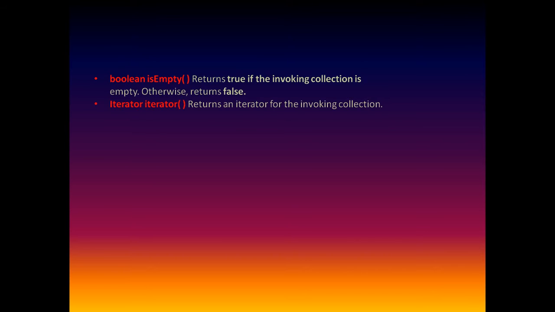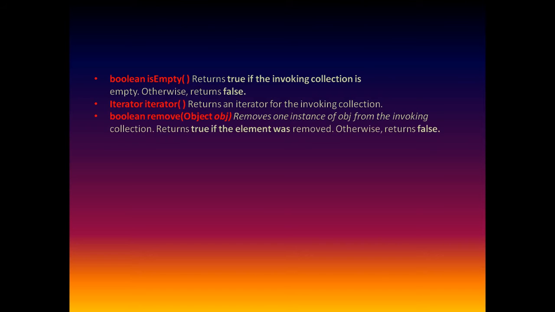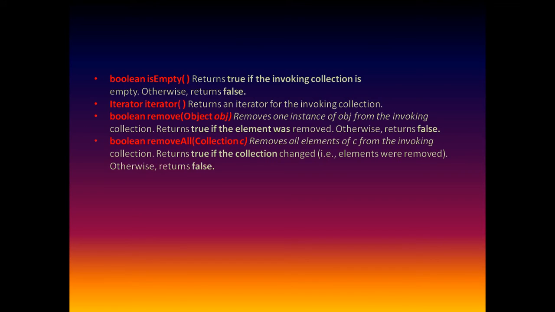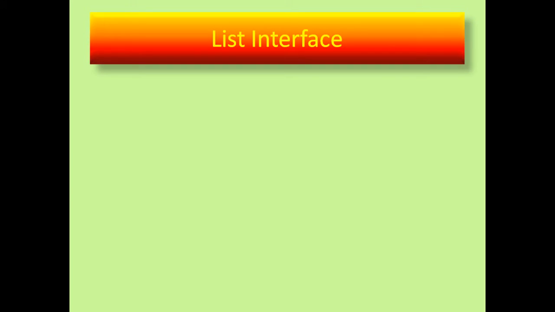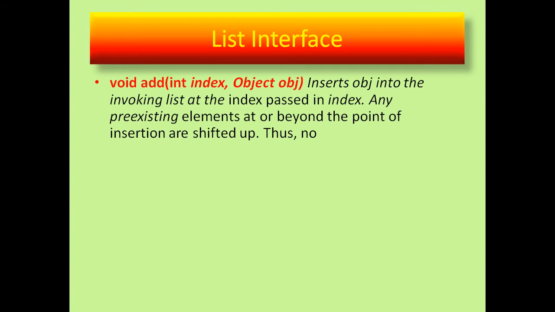Right. And is empty. And iterator is used to traverse through the collection. Remove, it will remove the object. Remove all, it takes one collection parameter, it will remove those elements. Retain all, int size, to array. So to array returns an array that contains all the elements. To array will return the array that contains the objects of the invoking collection. All right.